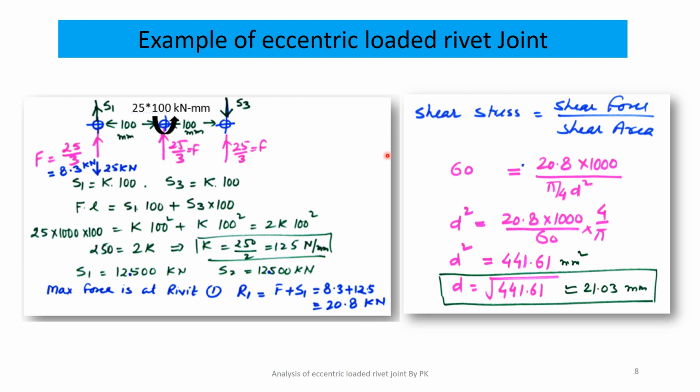Now we know that the shear stress is equal to shear force divided by shear area. The shear stress for the rivet material is 60 megapascal here, so we put 60. The shear force is 20.8 into 1000 Newton, divided by pi by 4 d square because it is a case of single shear. Now from here we can find the value of the diameter. The diameter is coming out to be under root 441.61, that is approximately 21.03 mm.